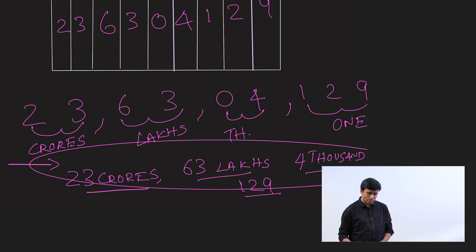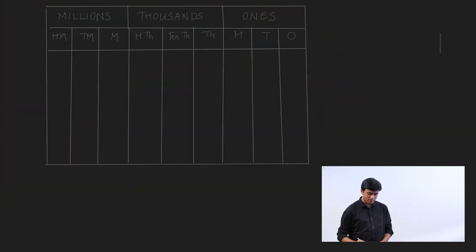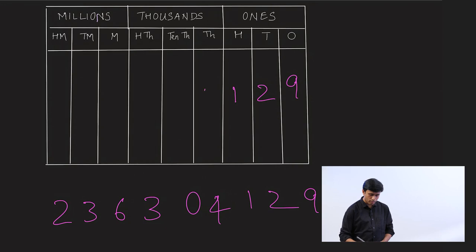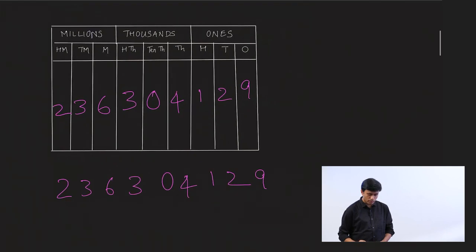Now let's do the same thing in the international system. Let's write the number 236,304,129. I'm going ahead and placing the digits in its place value. 9, 2, 1, 4, 0, 3, 6, 3, 2. And the periods in the international system are groups of 3. So these 3 form the first period, ones. These 3 form the thousands period.